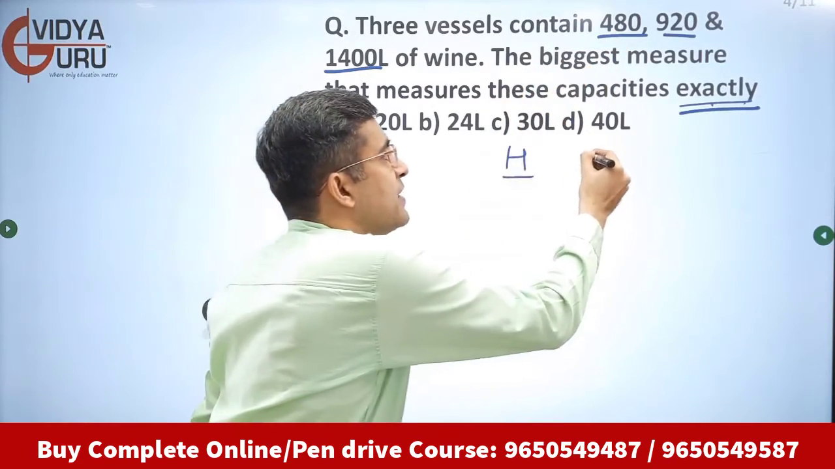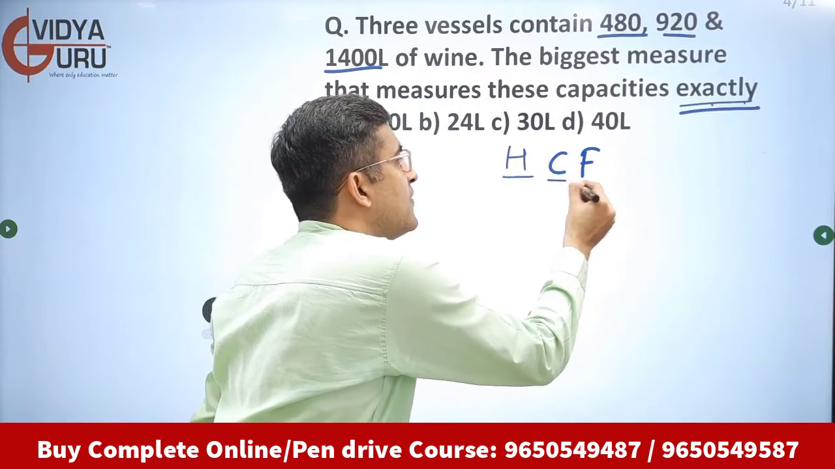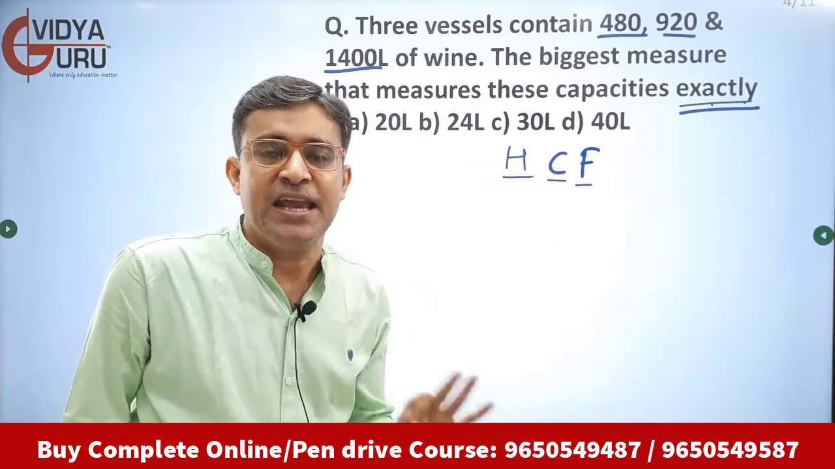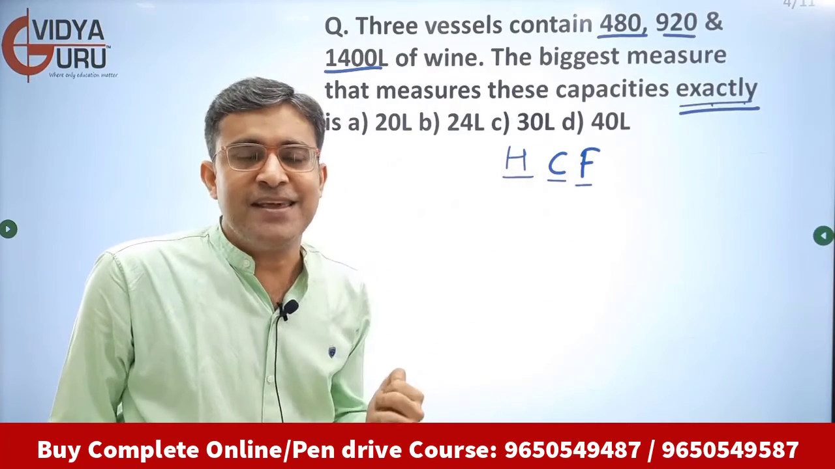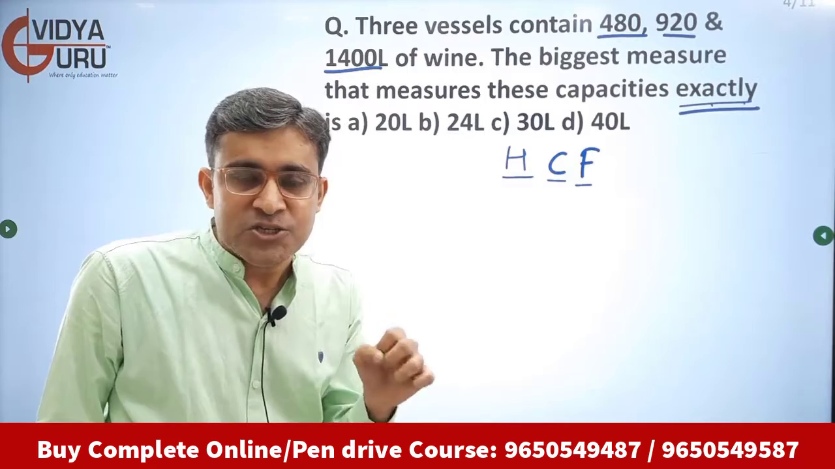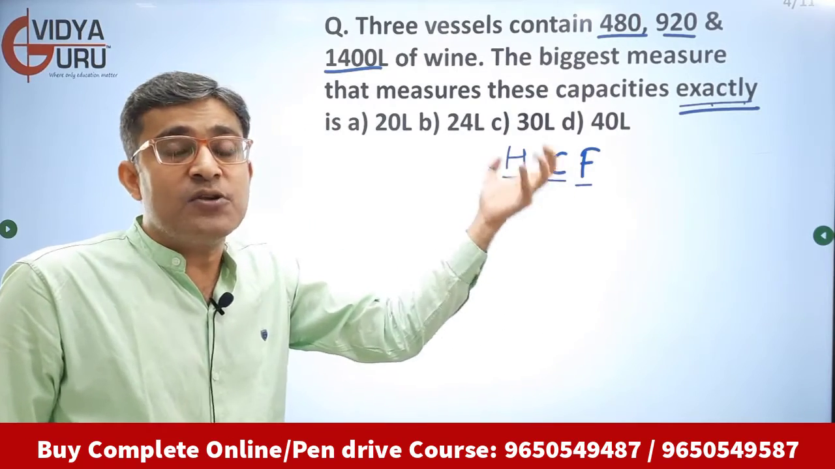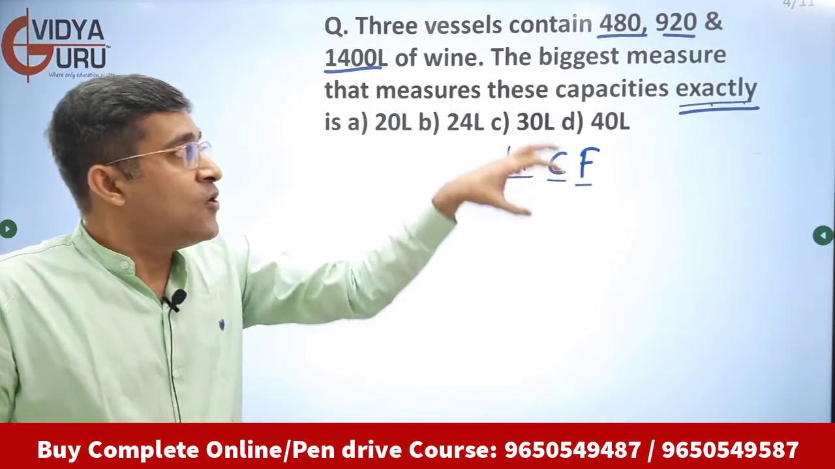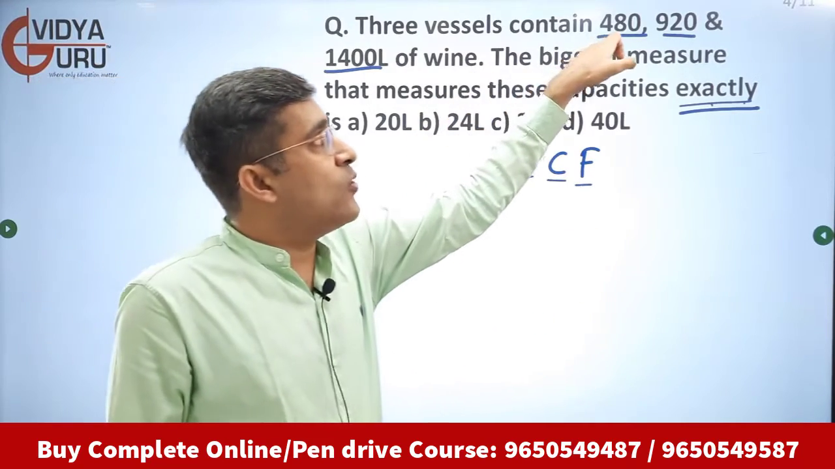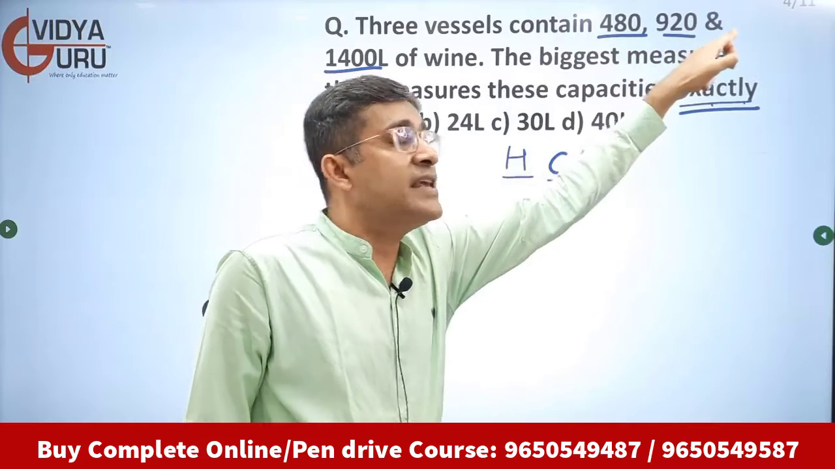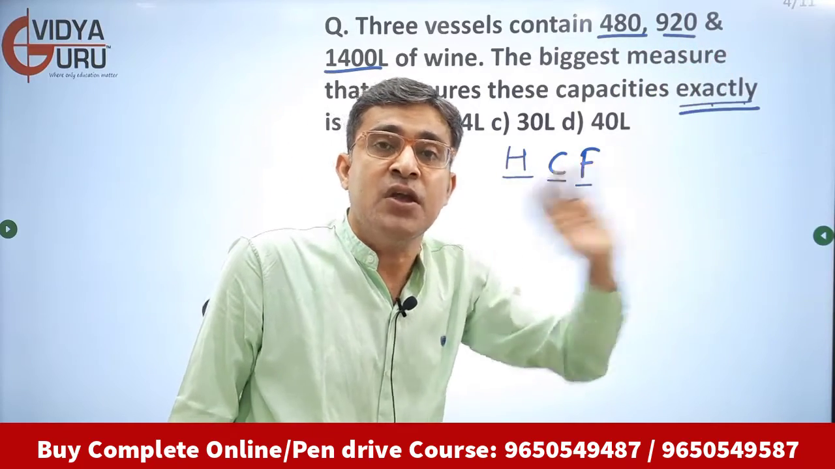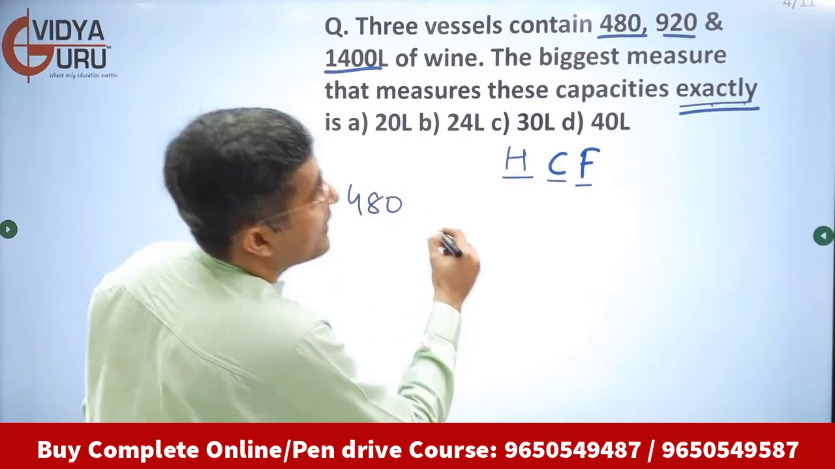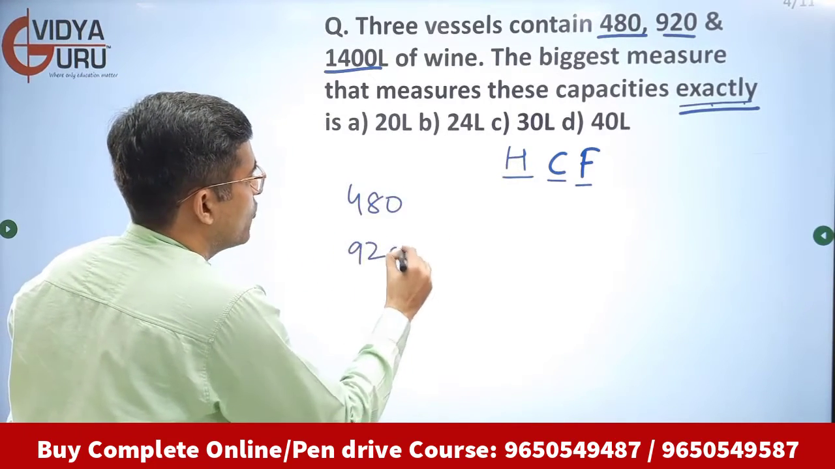That means it has to be a common factor of all these 3 volumes, of all these 3 numbers. We have to find out the HCF. Are you following it? Sure. Why are we supposed to find out the HCF? Because this particular measure, this particular volume has to be found out, which will completely divide these given capacities, these given volumes. Sure. So 480, 920 and 1400.